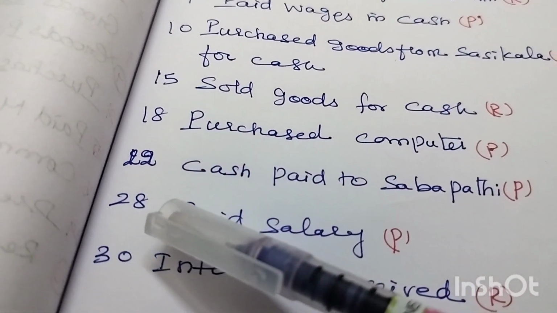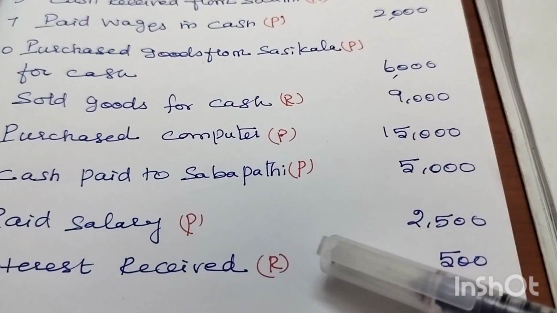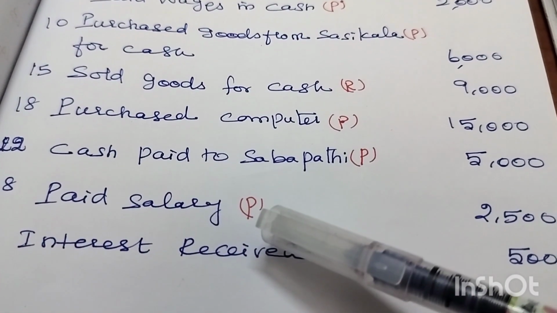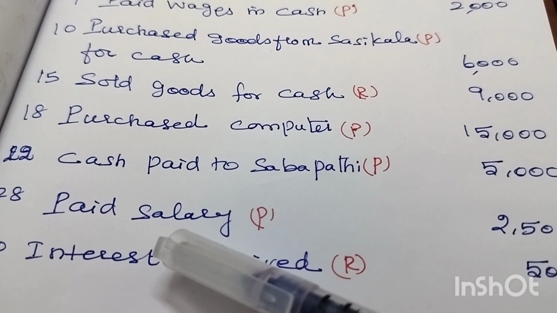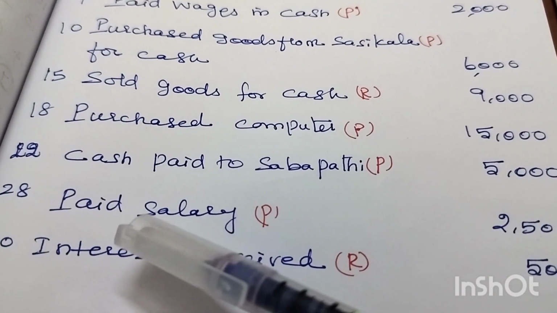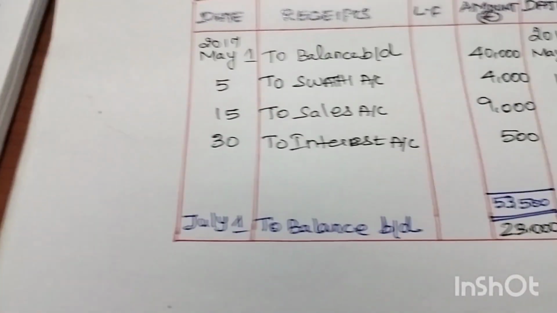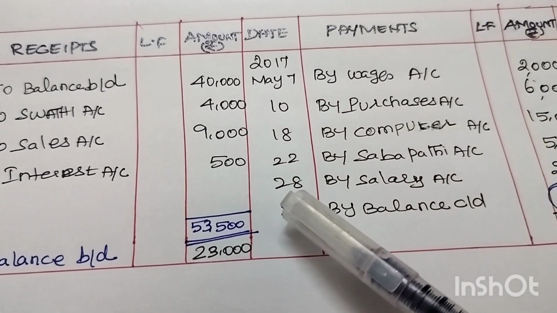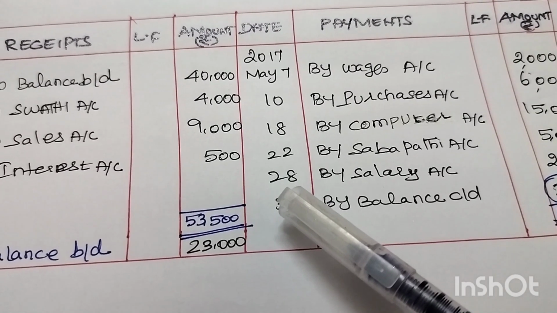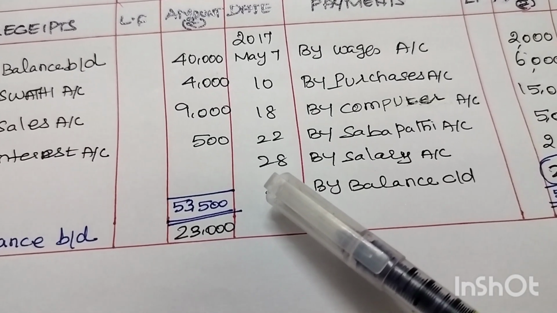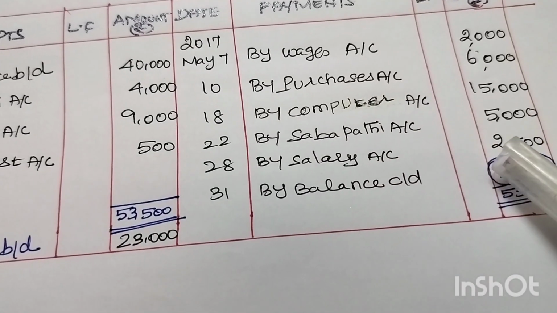Then May 28, paid salary rupees 2,500. Paid salary means payment. Your cash account decreases, so cash account will be credited. So paid salary means payment 2,500 rupees. So you come to payment side, which means credit side, dated on 2017 May 28 by salary account 2,500.